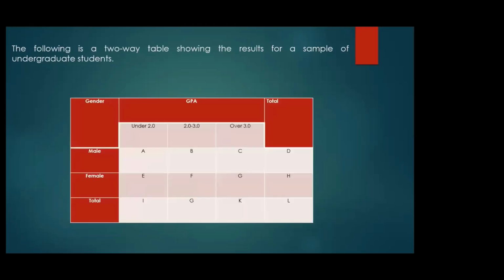So we're going to do a question based on the three different probabilities. It says that the following is a two-way table showing the results for a sample of undergraduate students.